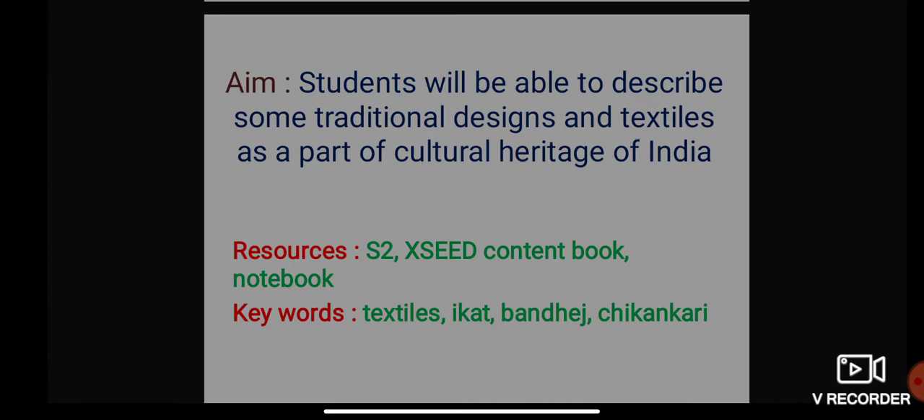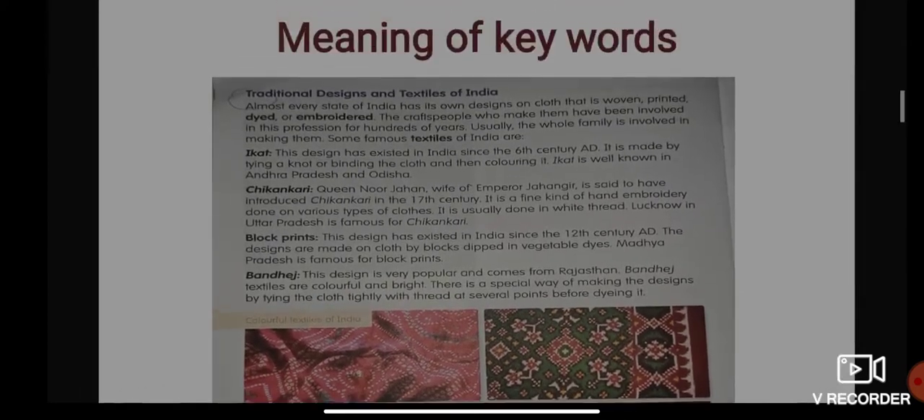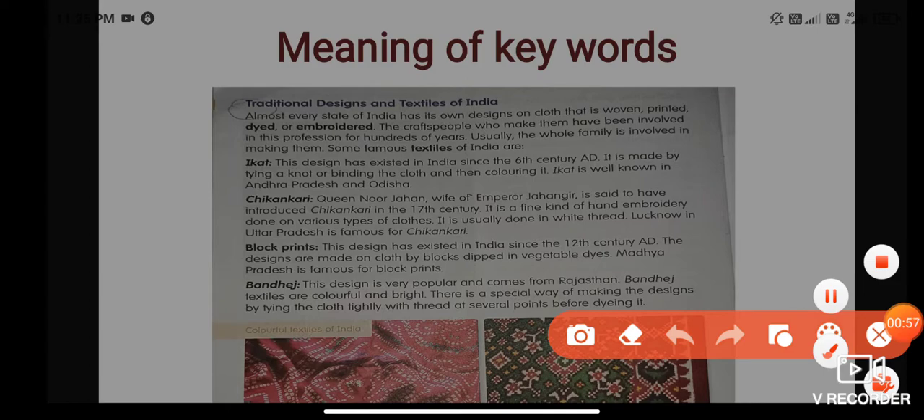Keywords for today is textiles, ikat, bandage, chicken curry. Alright, chicken curry, okay. So this is actually the meaning of the term, okay. So I'm not gonna explain to you. I want all of you to go through your textbook, okay. What is ikat? What is chicken curry? What is block print? And what is bandage? Alright, so as you go through your textbook, you will learn more, okay.